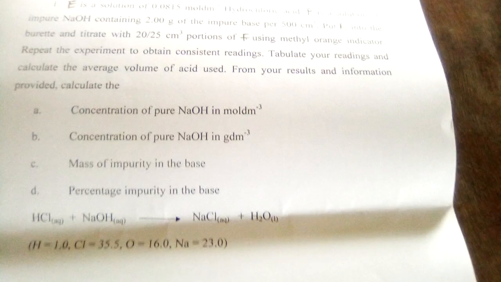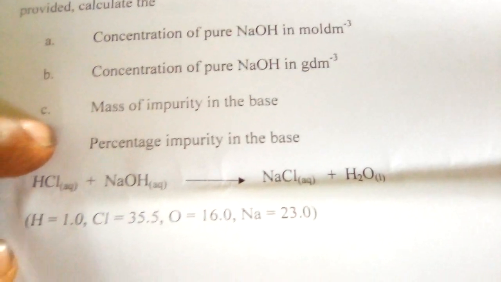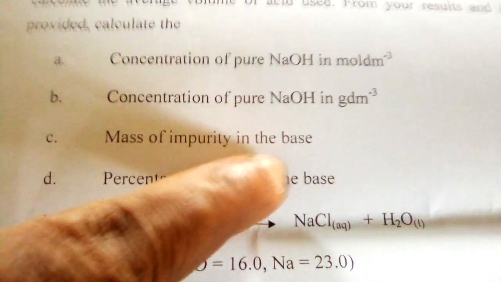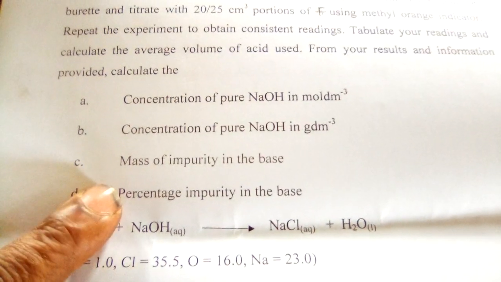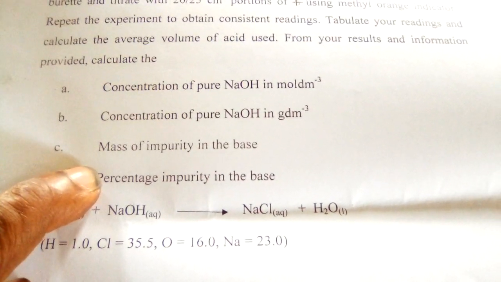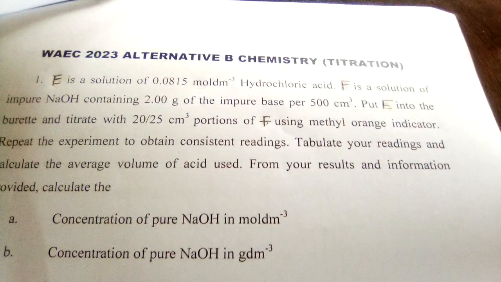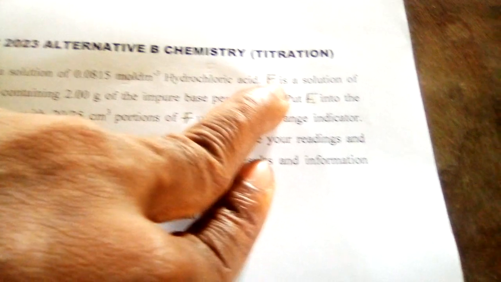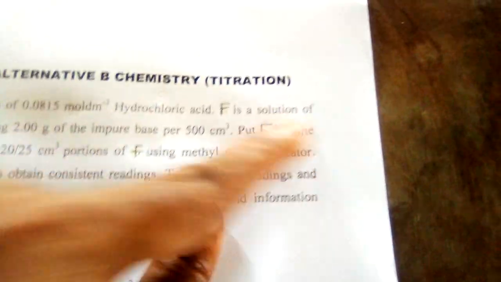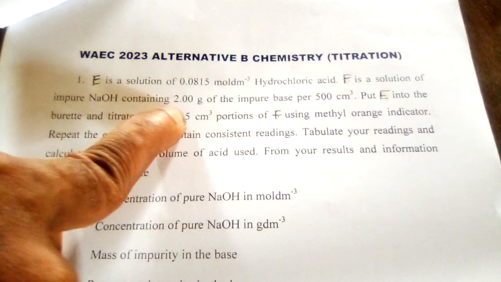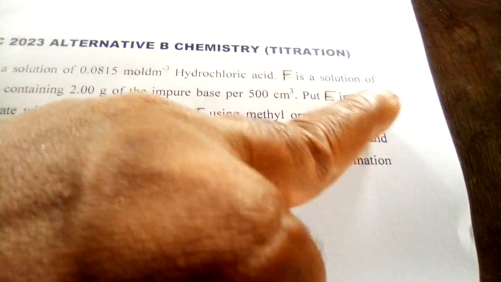So look at question C. We are to find the mass of impurity in the base. Before we go on to solve it, we go to the question and look for any clue that will help us to solve it. We'll look at the second sentence that says, F is a solution of impure sodium hydroxide containing 2 grams of the impure base in 500 cm cube.